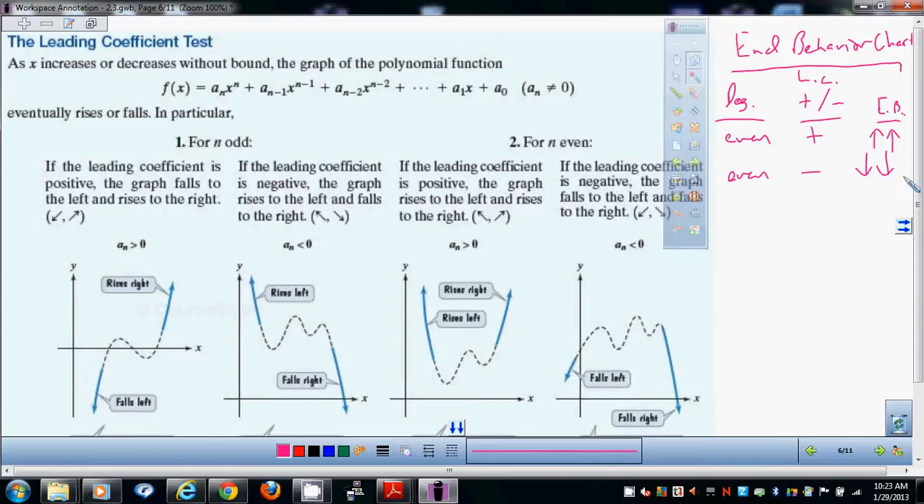X cubed is going to look something like this. Going down, then up. That's going to be a positive odd. If it's positive and odd, then it is down, up. The only one left is what? Odd negative, and that's going to be up, down. Very good. Bless you.